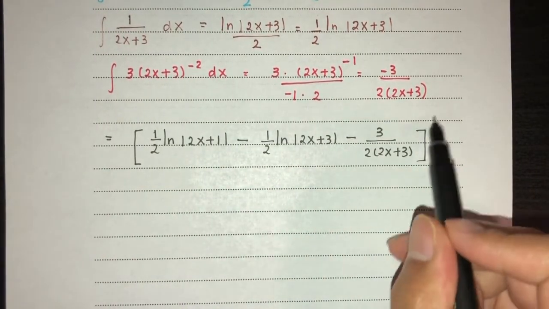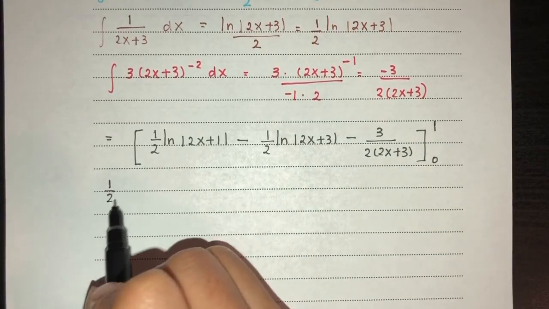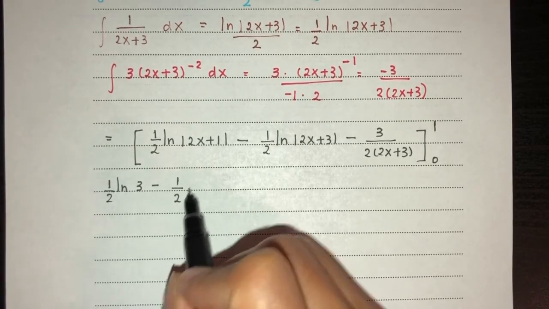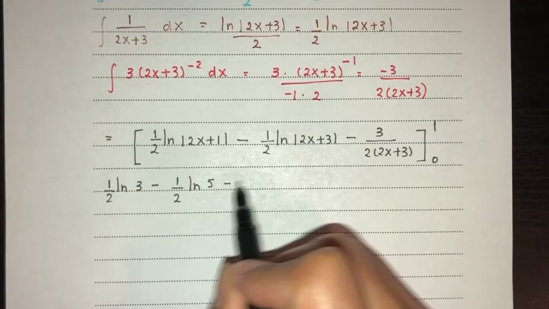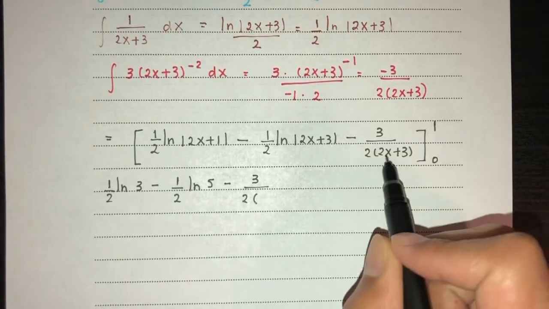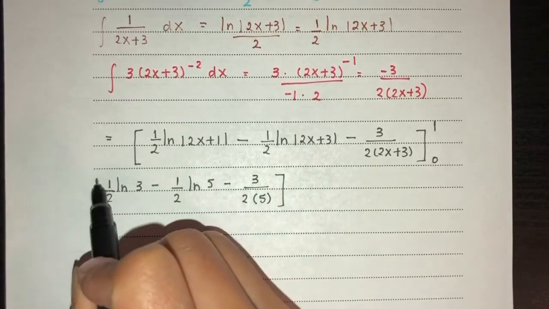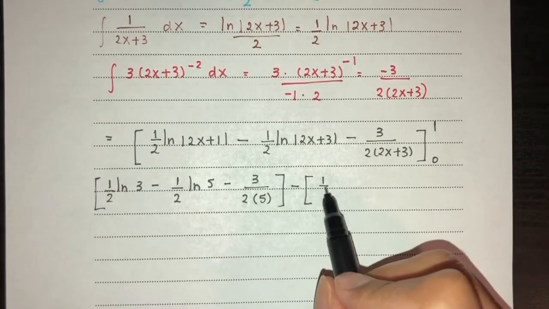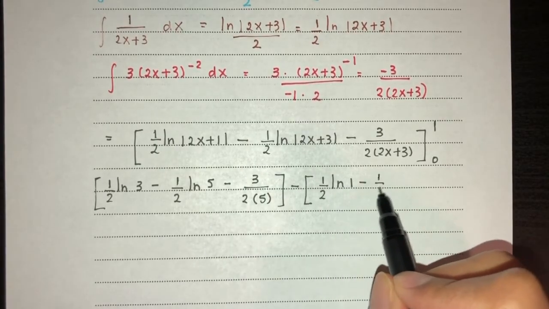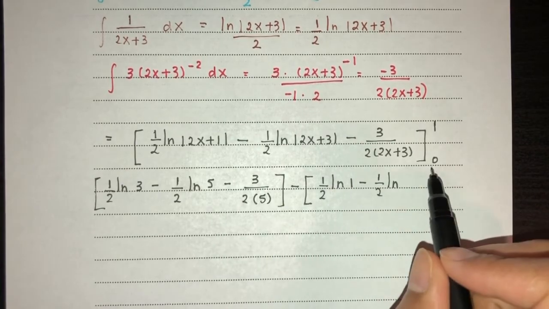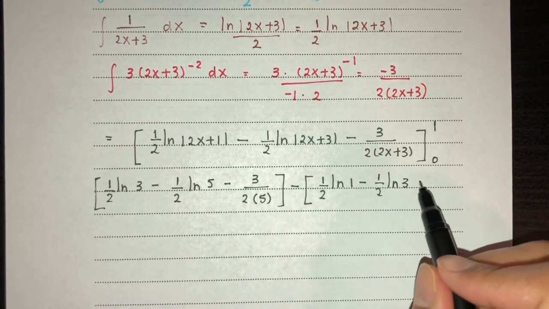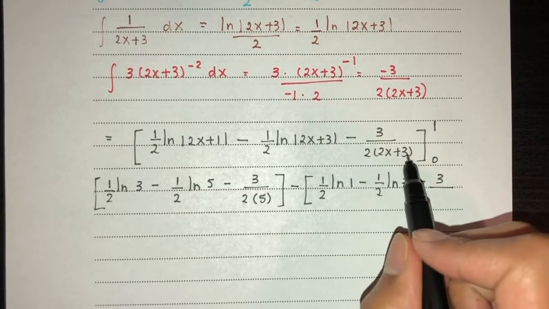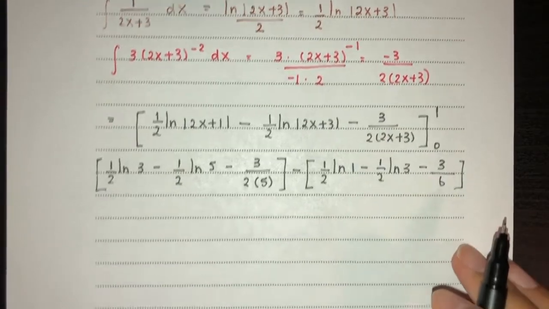So first one is x is equal to 1. You have half of ln. So 2 times 1 is 2, plus 1 is 3. Minus ln of, that will be 5. Minus 3 over 2 times, this is 5. That is when the value of x is 1. Now minus when the value of x is 0. You will have half of ln 1 minus half of ln, that will be 0, that will be 3, and minus 3 over 2 times this will be 6. So simplify.